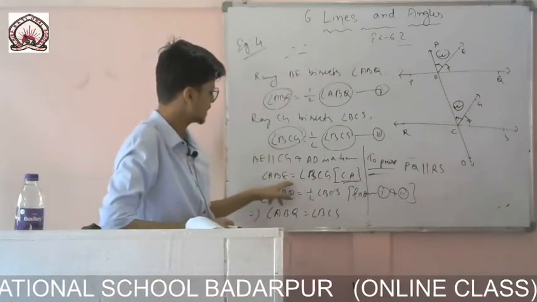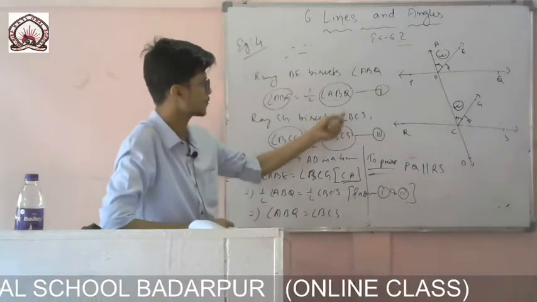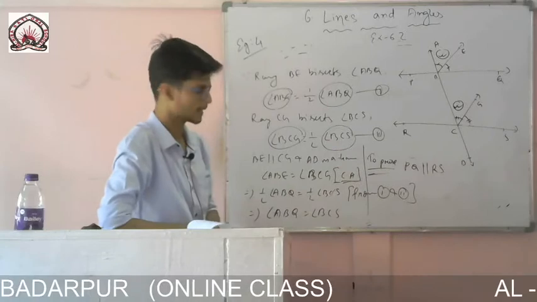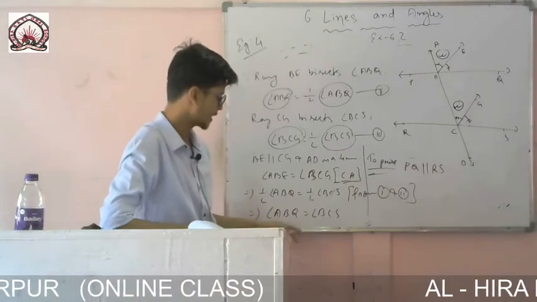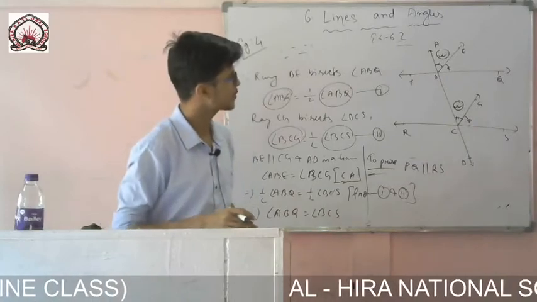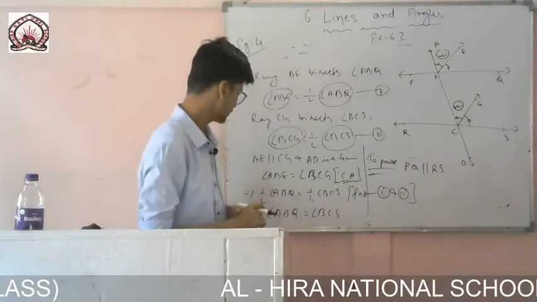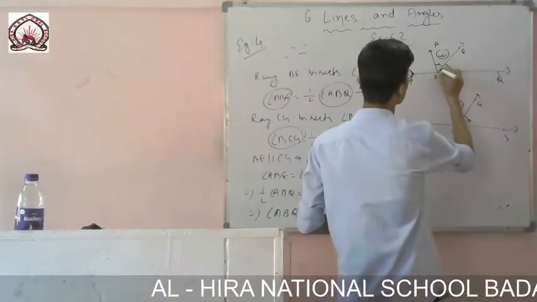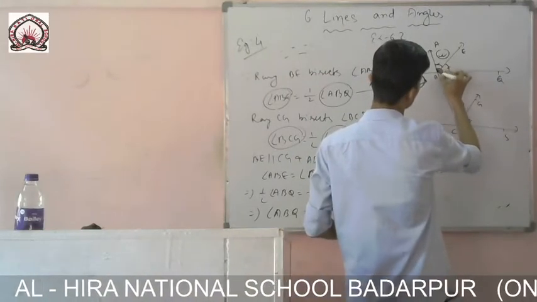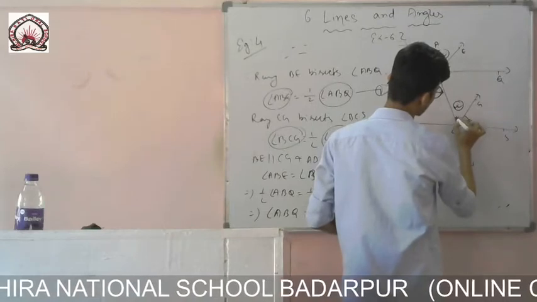So if this angle is equal to that one, from 1 and 2 I can write half of this angle equals half of that angle. So the half will be cancelled, and ABQ will be equal to angle BCS. So if these two angles are equal, ABQ is equal to this angle.